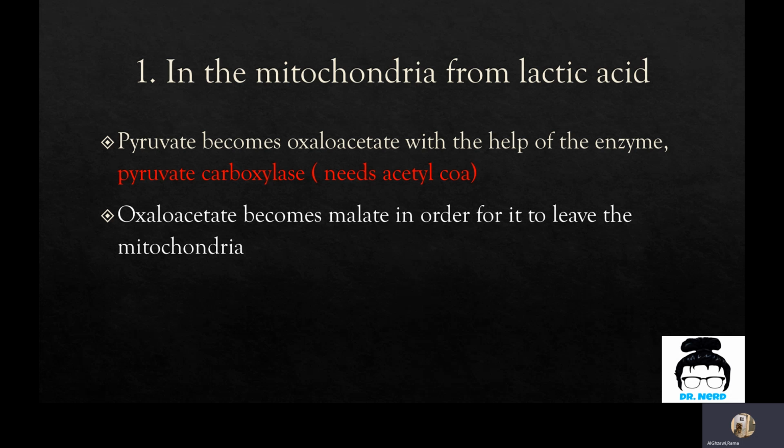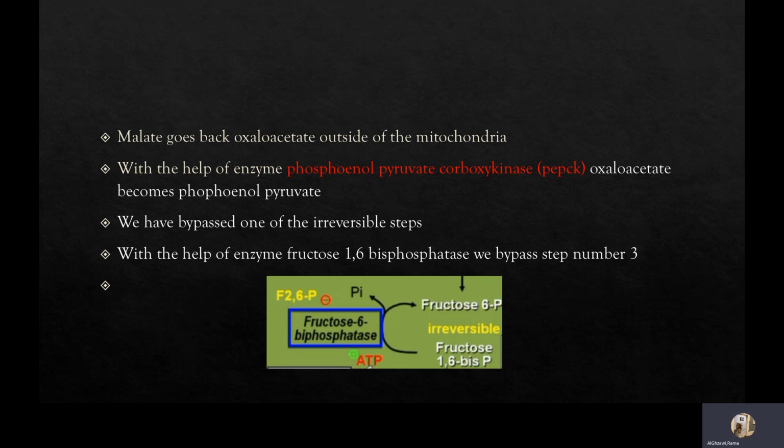Now, for oxaloacetate to leave the mitochondria, it needs to become malate. So it goes from pyruvate to oxaloacetate to malate that leaves the mitochondria, and then back to oxaloacetate outside the mitochondria. So the malate step was just for it to leave the mitochondria. And then with the help of the enzyme phosphoenol pyruvate carboxykinase, or PEPCK, oxaloacetate becomes phosphoenol pyruvate again. So we have now bypassed the first irreversible step of glycolysis.